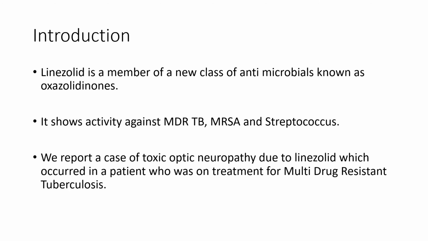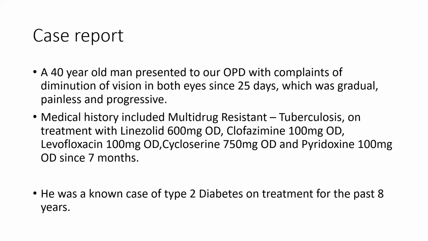Coming to the case report, a 40-year-old man presented to our OPD with complaints of diminution of vision in both eyes for the past 25 days, which was gradual in onset, painless, and progressive. Medical history included treatment for multidrug resistant tuberculosis with linezolid 600 milligrams, clofazimine 100 milligrams, levofloxacin 100 milligrams, cycloserine 750 milligrams, and pyridoxine 100 milligrams once a day for the past 7 months. He was also a known case of type 2 diabetes on treatment for the past 8 years.